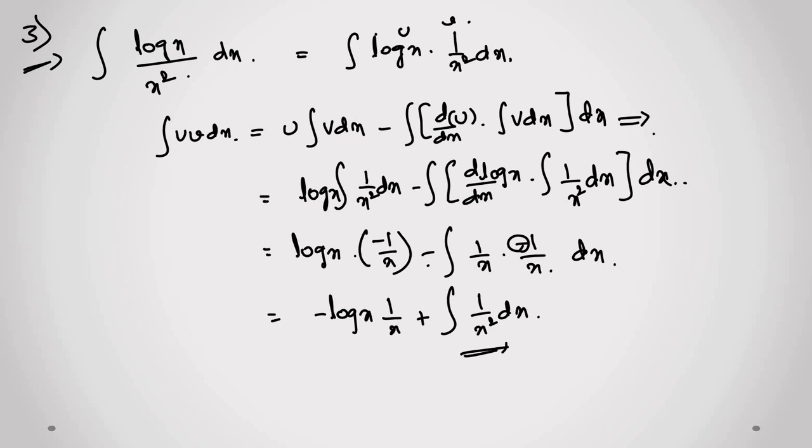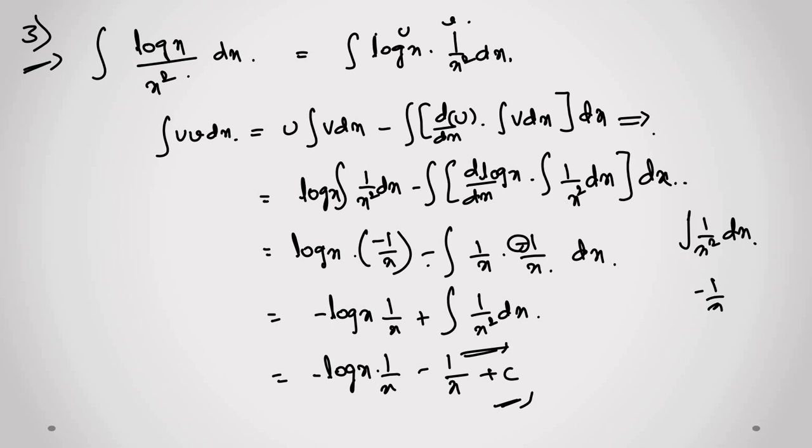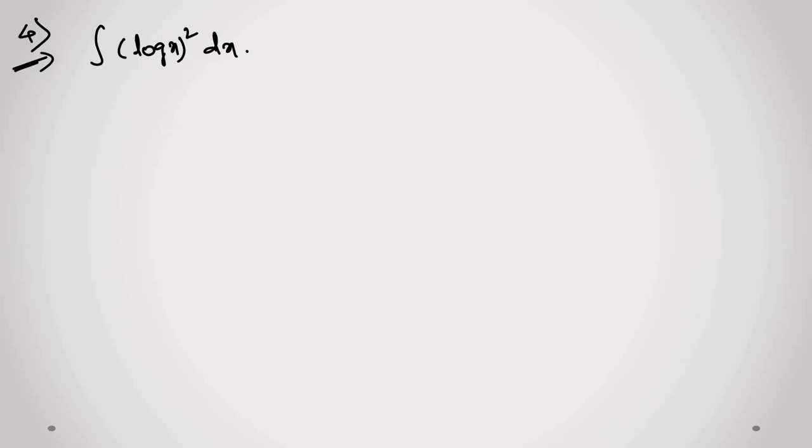So this value will become minus log x into 1 by x. The integral of 1 by x square dx is equal to minus 1 by x actually. So this will become minus 1 by x plus c. Okay? So this is the answer. Now we move to the fourth question. Fourth question here: integral of log x whole square dx. So we have to find the solution. What is the formula here?